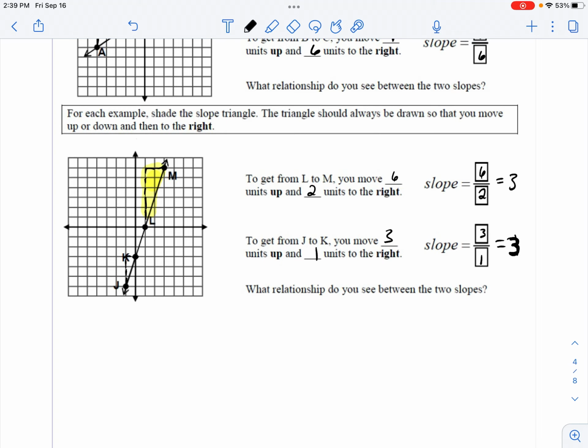Okay. So these are the same. It doesn't matter how far apart the dots are, as long as it's on a straight line, the slope is always going to be an equivalent ratio to itself. It's always increasing at the same amount. So what relationship do you see between the two slopes? They both equal the same amount when you simplify.